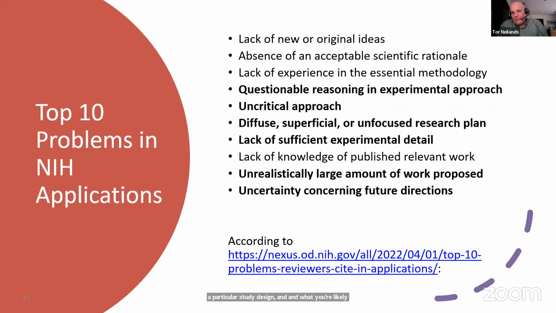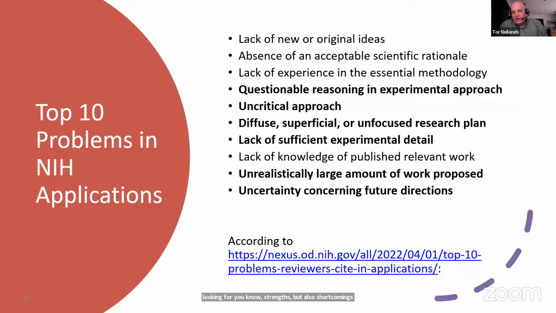An uncritical approach. As Sheri was noting earlier, as part of the rigor assessment, you're going to want to view the previous research literature with an eye towards rigor, looking for strengths, but also shortcomings that could be fulfilled by the study you're proposing.